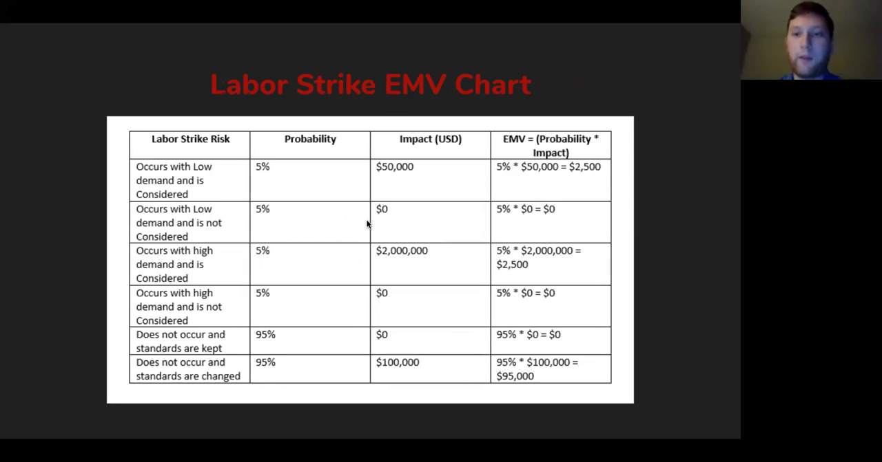And if we look at the EMV chart, we can see the probability with low demand. The EMV for that is only about $2,500. And then for the high demands, it's around $2,500 as well, because it's only 5% probability. But if we were to change the standards, then it would be around $9,500. But we did believe that changing the standards might be a good thing, even though the EMV does not show this, because it would limit labor strikes on the site as well.